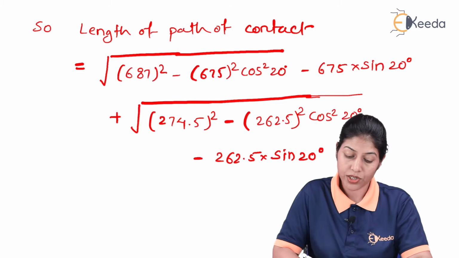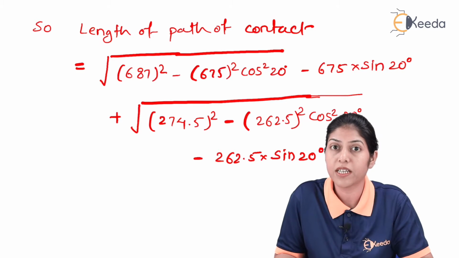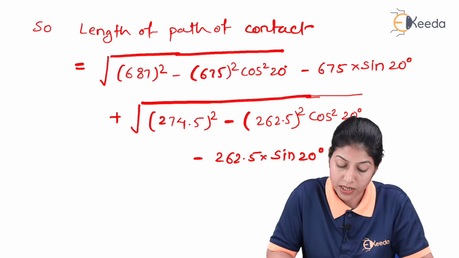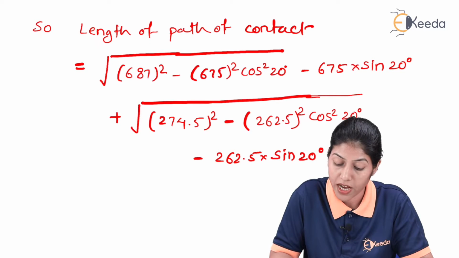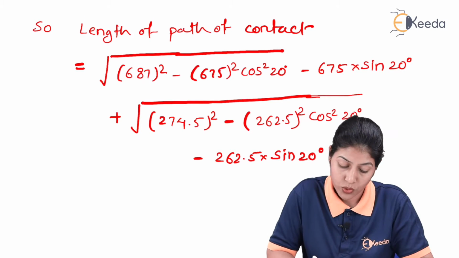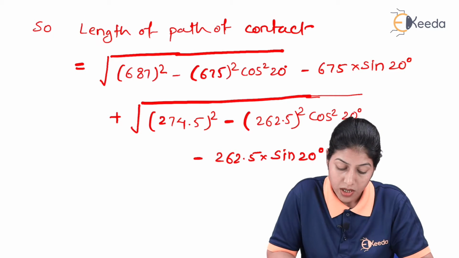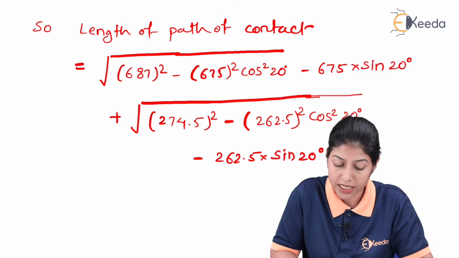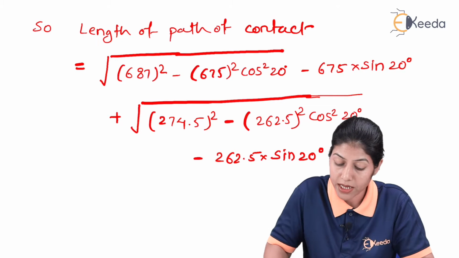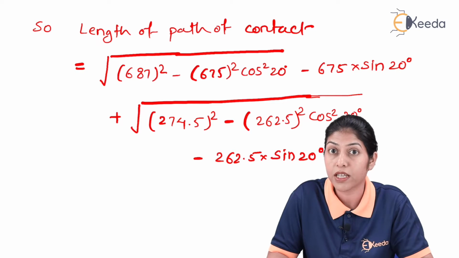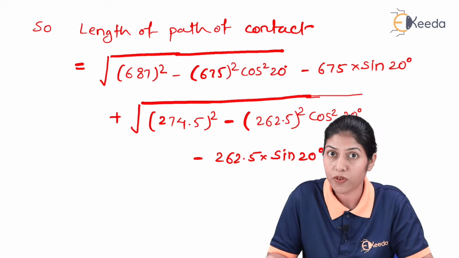So this will be our equation. First term, that is representing the length of path of approach. So it will be under root of capital RA square minus capital R square cos square phi, minus capital R sine phi. So it is representing all the values for the wheel. So it will be under root of 687 square minus 675 square cos square 20 minus 675 sine 20. This is representing the half part of the length of path of contact, that is length of approach.